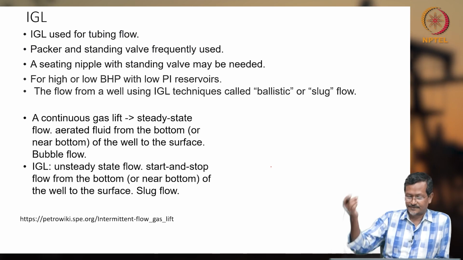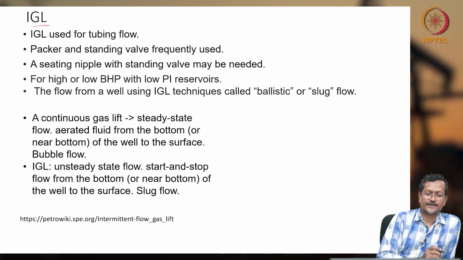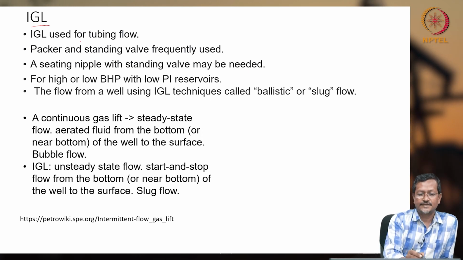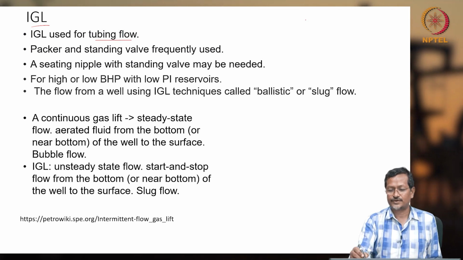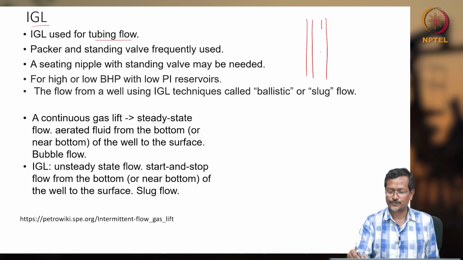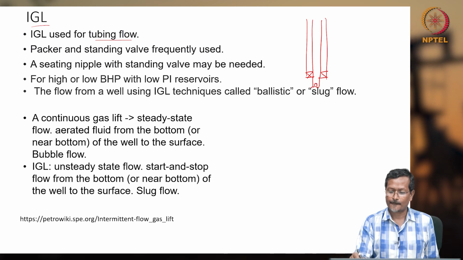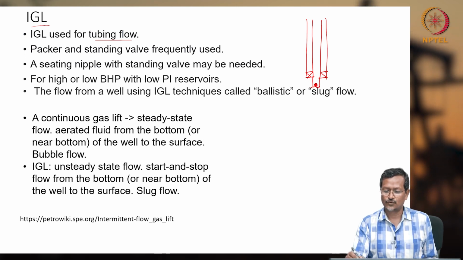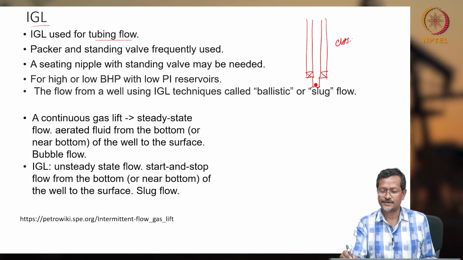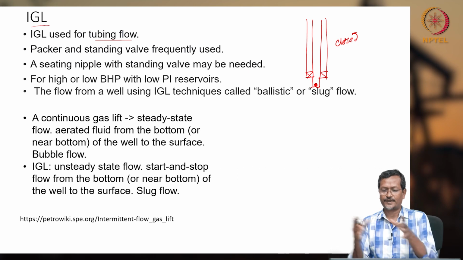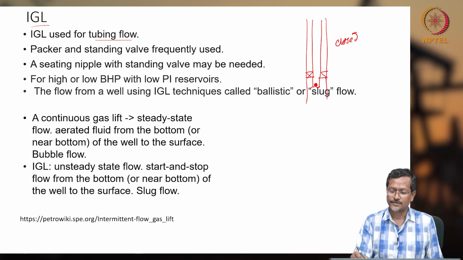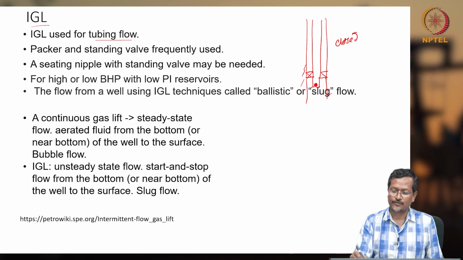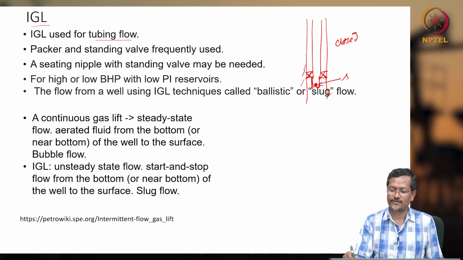So, intermittent gas lift system, so I just shortened it, IGL means intermittent gas lift system. So, IGL used for tubing flow, okay. Packers and standing valve frequently used. So, intermittent gas flow like this one, okay, packer will be there and sometime one valve also will be there, okay, for IGL case. So, it is closed system, you can remember previous lecture we discussed like open, semi open and closed system. So, this is actually closed system, okay. So, casing is here and tubing will be packed properly, a packer will be used and one valve will be there, standing valve, okay.